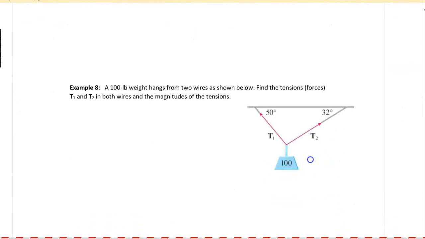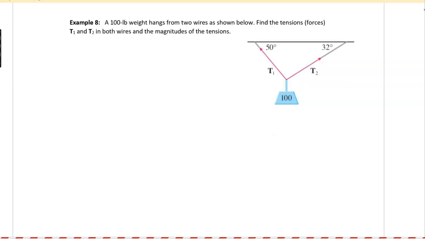Now, for the second question, we have a 100-pound weight that hangs from two wires as shown below. We're going to find the tensions, the forces T1 and T2 in both wires, and the magnitudes of their tensions. So the key to this is understanding what that weight is doing. That weight we can think about as a vector and think about where it's pulling. It is pulling directly down.